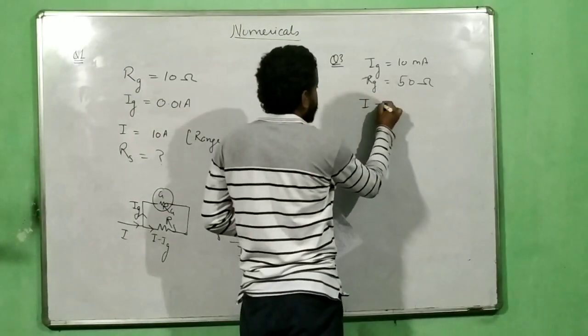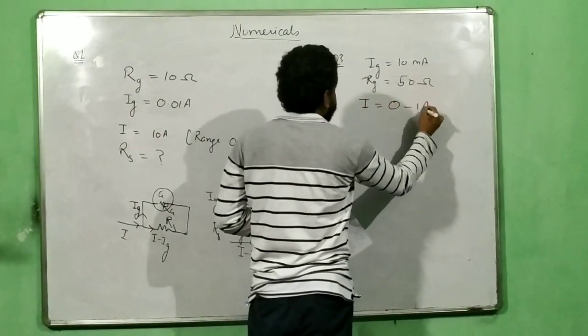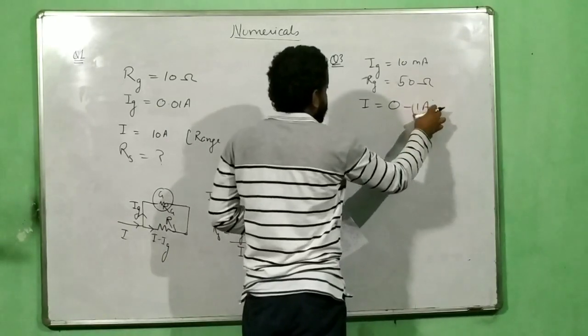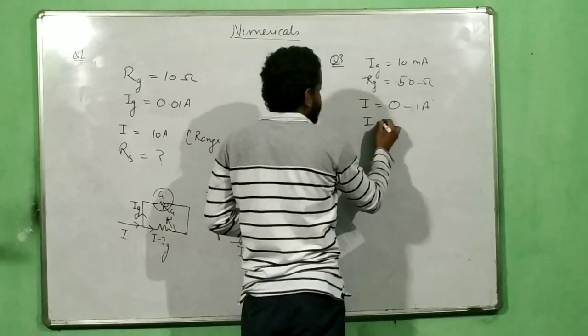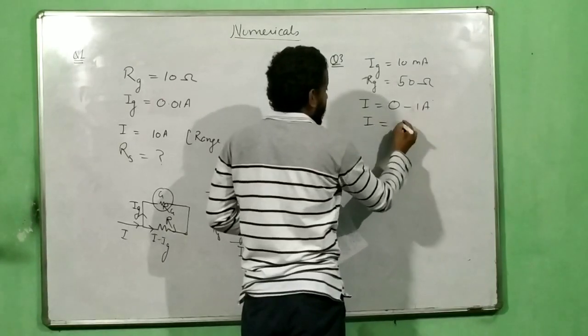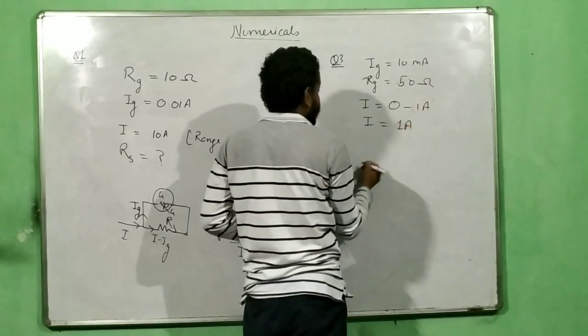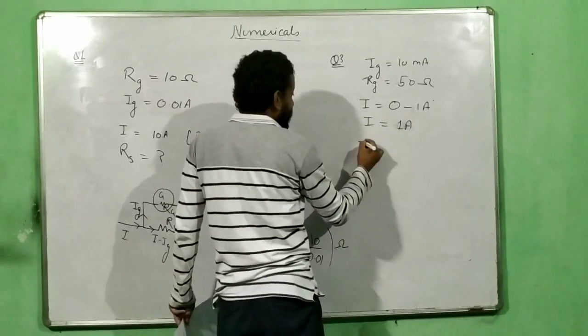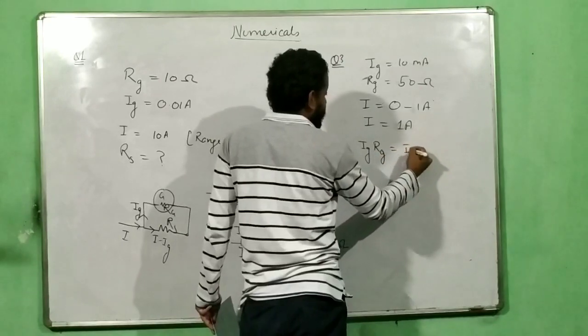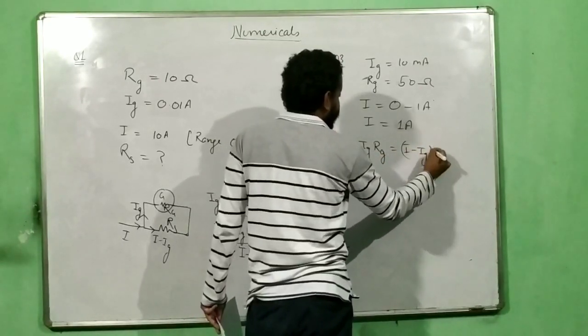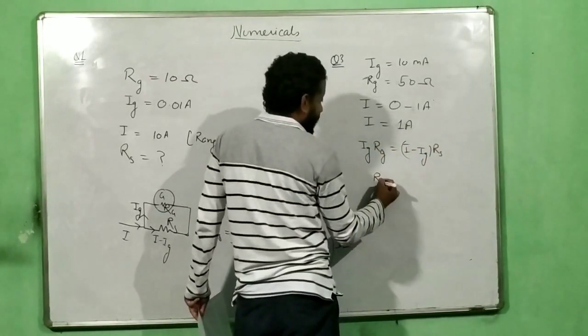That means I am looking for a current from 0 to 1 ampere range. So the value of I which you have to take is the upper end, that means 1 ampere. And if I use the formula directly over here, the formula is Ig into Rg is equal to (I minus Ig) into Rs. So you have to find the value of Rs.